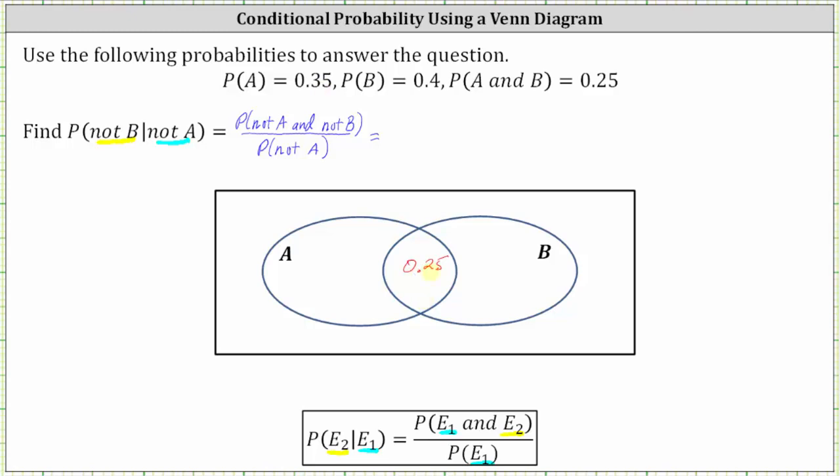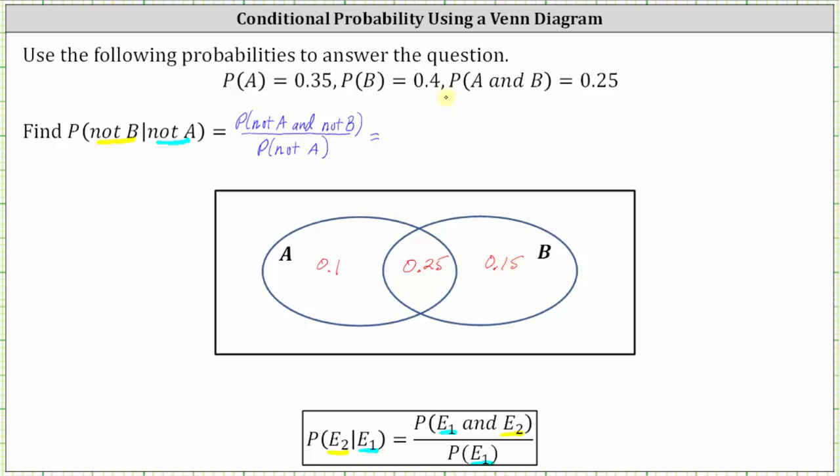0.35 minus 0.25 is 0.1, which would be this region here. The probability of only A is 0.1. But notice how the probability of A is 0.1 plus 0.25, which is 0.35. Next, the probability of B is equal to 0.4, but notice how this 0.25 is already in B. 0.4 minus 0.25 is 0.15, which would be this region here that represents the probability of only B. But notice how the probability of B is the sum of 0.25 and 0.15, which is 0.4.